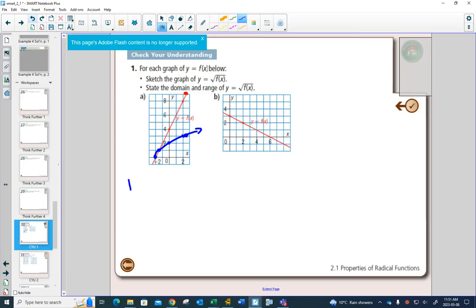For this one, the domain of our blue graph is x bigger than or equal to 2. The range is y bigger than or equal to 0. For part B. Again, for square root graphs, if you're given the graph, you will always start by finding out where is the y value 0, draw that point. Where is the y value 1, draw that point. Because square root of 0 is 0, square root of 1 is 1.